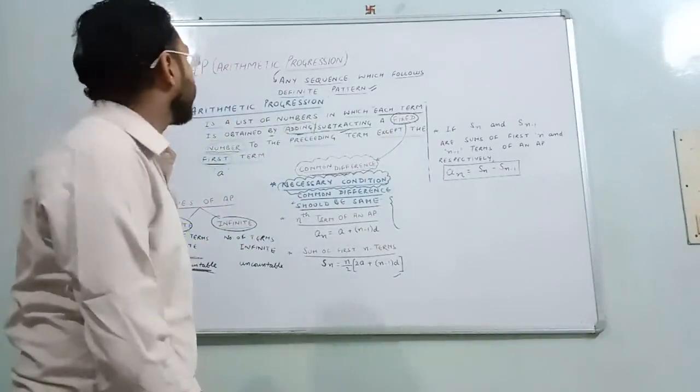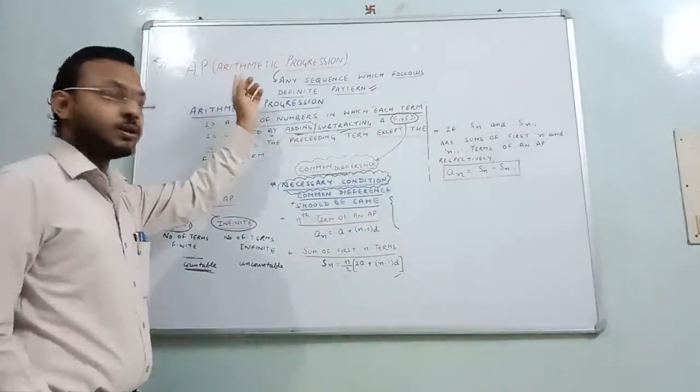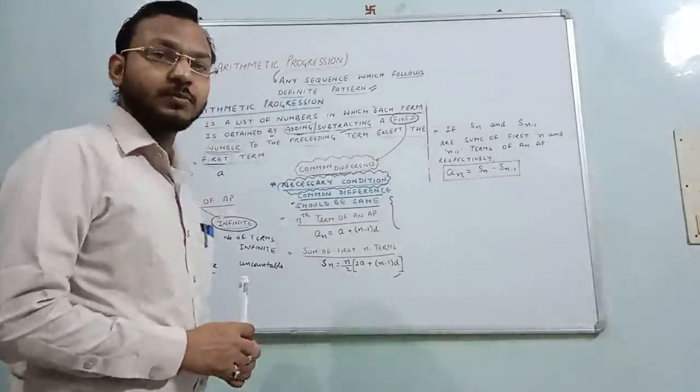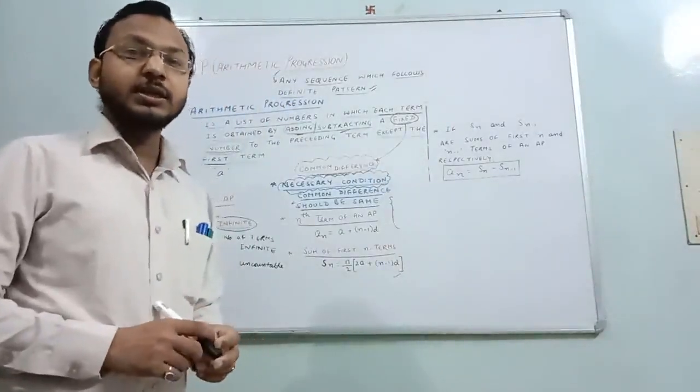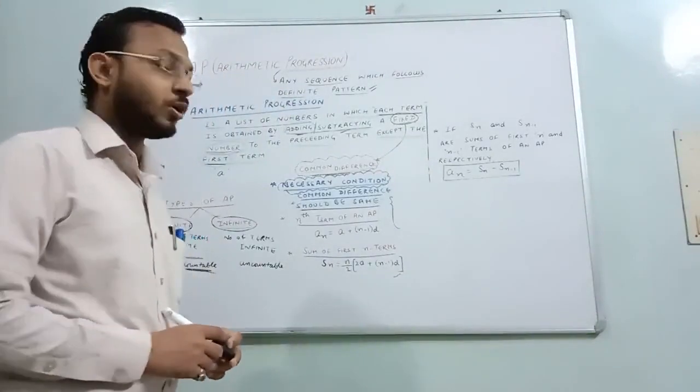Today we are going to study arithmetic progression. In short, we can say AP. Progression: any sequence which follows a definite pattern. That means each and every term is followed with a definite pattern or a fixed number.